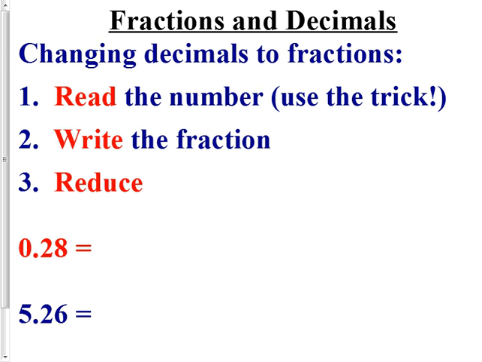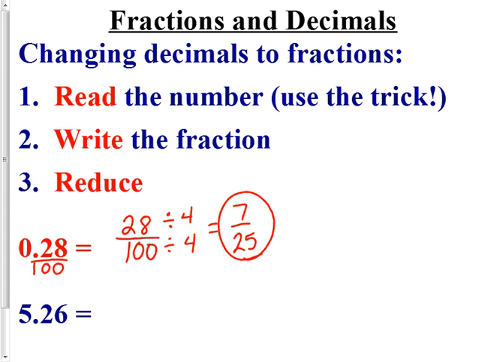So for example, the first one is 28 hundredths. And the trick, if you remember, is put a 1 under the decimal and a 0 under each place after, and that gives you your place value word. So 28 hundredths, if you put a line there, it gives you your fraction. So we read it 28 hundredths, we write it as the fraction 28/100, and then we reduce or simplify it. So both 100 and 28 can be divided by 4, which is going to give us 7/25. So 28 hundredths is equal to 7/25.